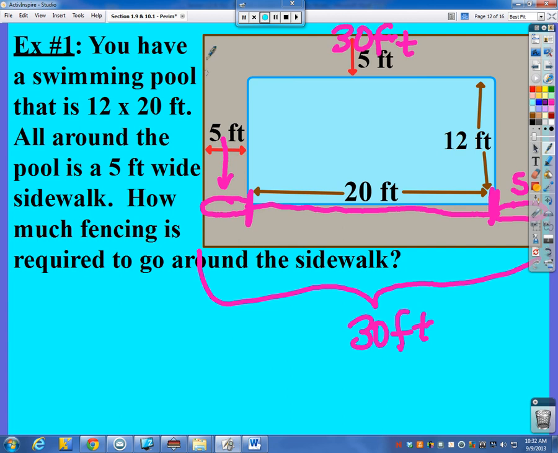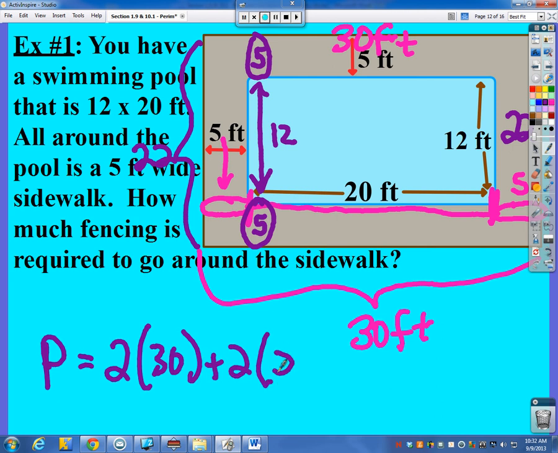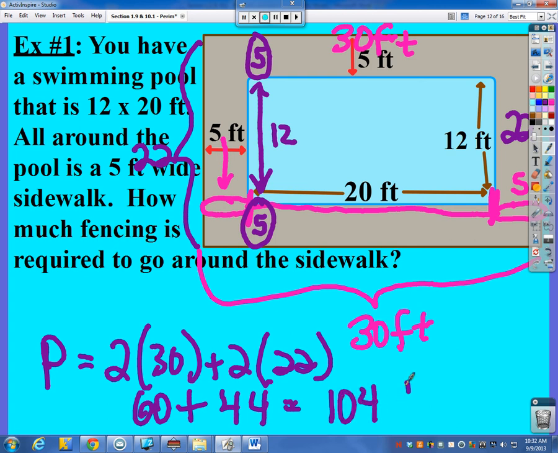Now, for the vertical pieces here, this much we said was 12 feet. This much extra is going to be 5. This piece down here is going to be 5. So we're adding on 10 to our 12. So this whole thing over here is going to be 22, which means the whole thing on the right side is 22. So the perimeter is going to be 2 30s plus 2 22s. So we got 60 and 44 gives me a perimeter of 104 feet of fencing.